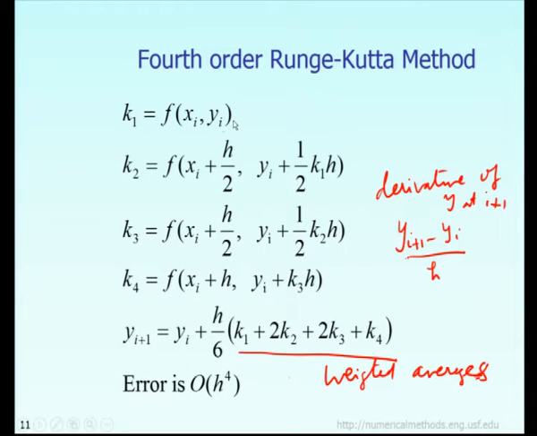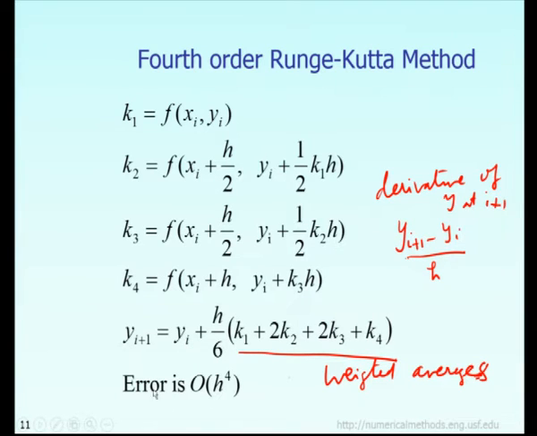First we compute k 1, the right hand side function value at x i, y i. Then k 2 is the next immediate increment: x i is incremented by h by 2 and y i is incremented by k 1 h by 2. And for k 3, x i is incremented by h by 2, y i is incremented by again k 2 h by 2, and for k 4, x i is incremented with h, y i is incremented with k 3 h. So, after computing k 1, k 2, k 3, k 4, use the weighted average formula and add it to the previous value and you get y i plus 1.